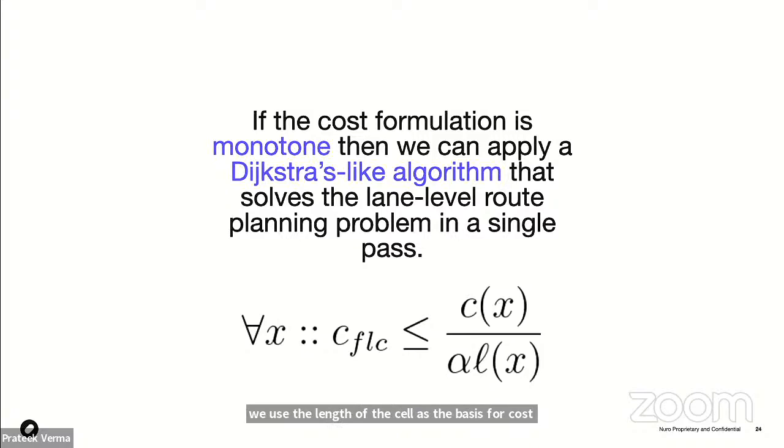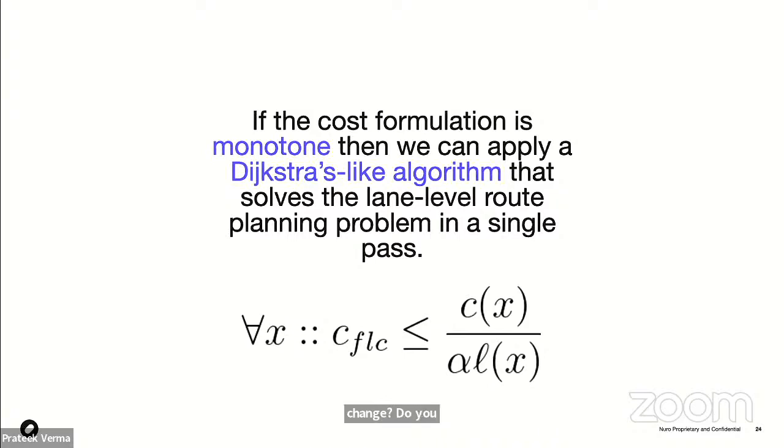C of x is equal to L of x. In this case, you'll see that the forced lane change cost needs to be less than or equal to 1 over alpha, which we've already talked about is the expected distance traveled between first attempting to lane change and actually completing the lane change.